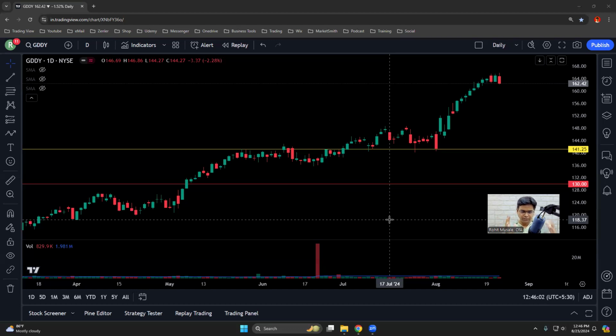I will show you a technique today which you can apply to find the best stocks in the US market, which are uptrending, which are in stage two, which could be forming bases, and you could buy the breakouts. But for that, we need stocks which are having very high relative strength. Relative strength is a concept which I have discussed before, which I will discuss here as well.